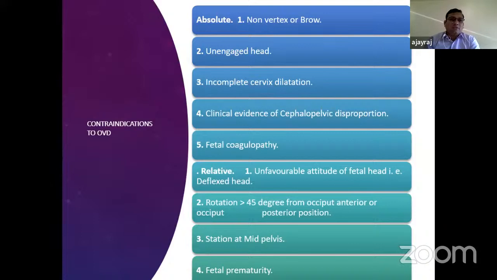Fetal coagulopathy. If there are some bleeding disorders in the fetus that are to be suspected, then the operative vaginal delivery should not be conducted.